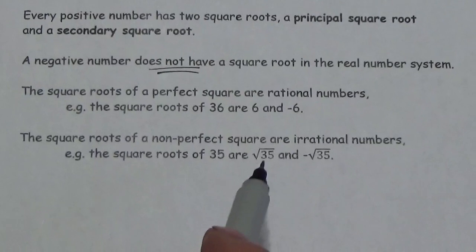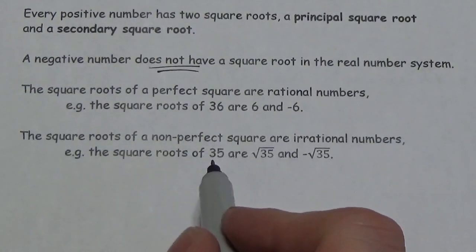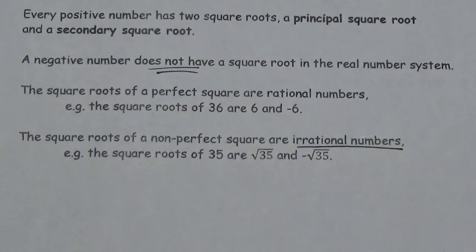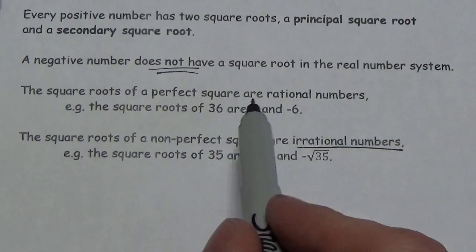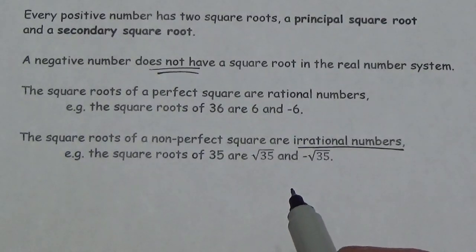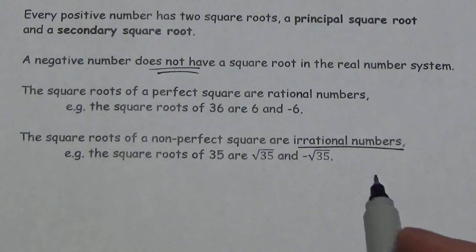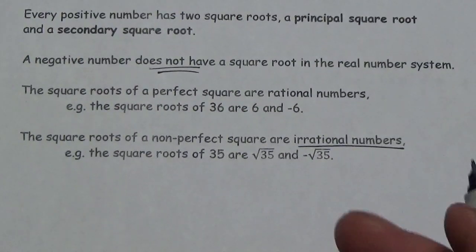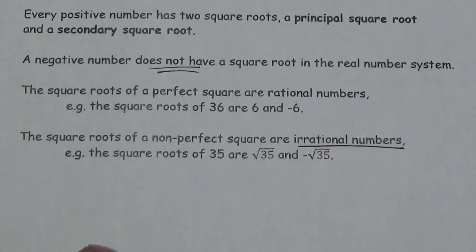If you've got a number that's not a perfect square, for example 35, then we're going to get irrational numbers. Those are basically your two options here. You're either going to get a rational number, which is a nice value that you've worked with throughout your school career, or an irrational number. There's your non-terminating, non-repeating decimal. One of those two options.